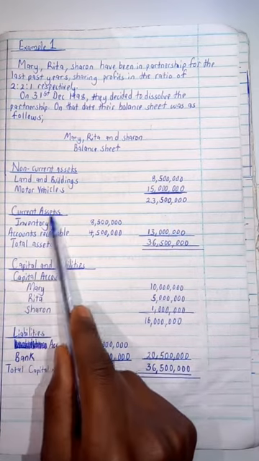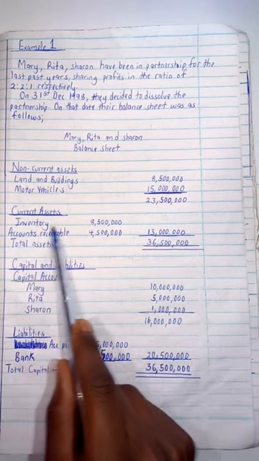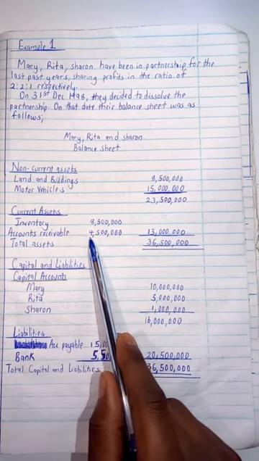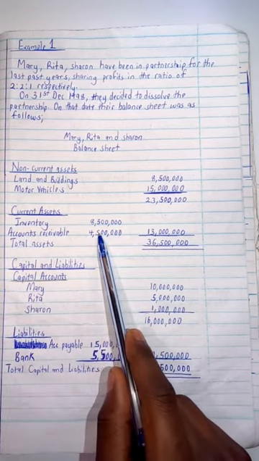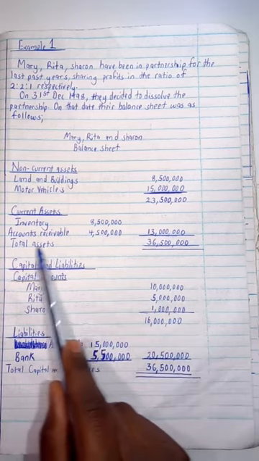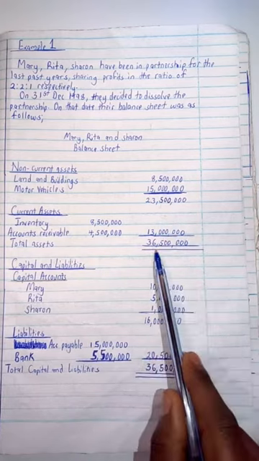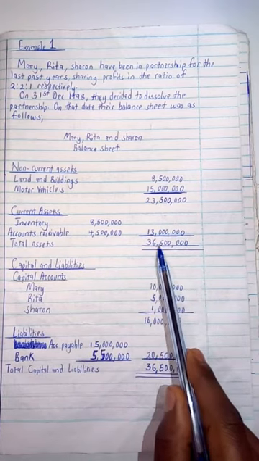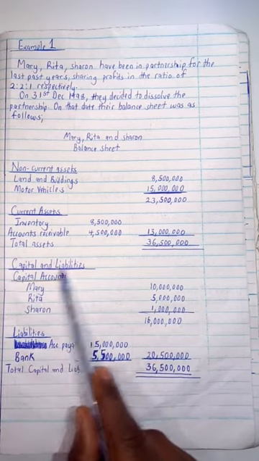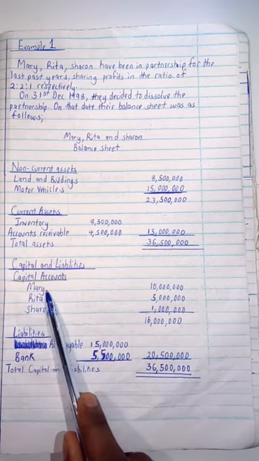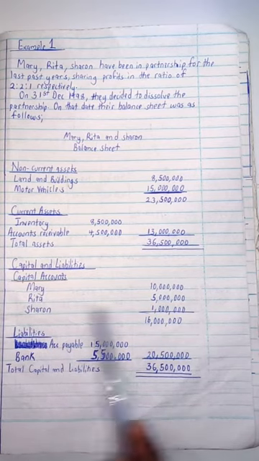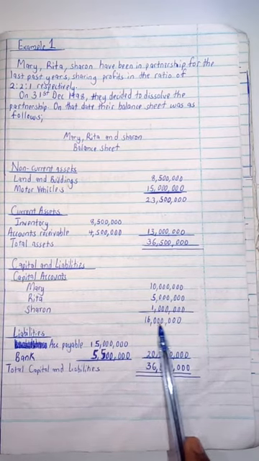Then I'm having the current assets, which is having inventory of 8.5 M. Then accounts receivable, which is giving me 4.5 M, giving me a total of 13 M. So the total assets, it's giving me 36.5 million. Then I come to the capital or equity and liabilities. I'm having the capital accounts of Mary, Rita, Sharon, whereby Mary is having 10 M, Rita is having 5 M, Sharon is having 1 M, giving me a total of 16 M.